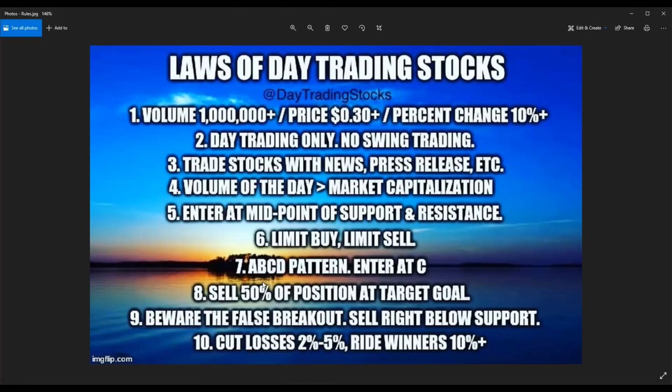Rule number 7, ABCD pattern, enter at the C point. Throughout the week, I try to remind you guys about that and how that works. Now I have another image I'll pull up here that explains the ABCD pattern, enter at the C point. Give me a moment here while I pull that up.